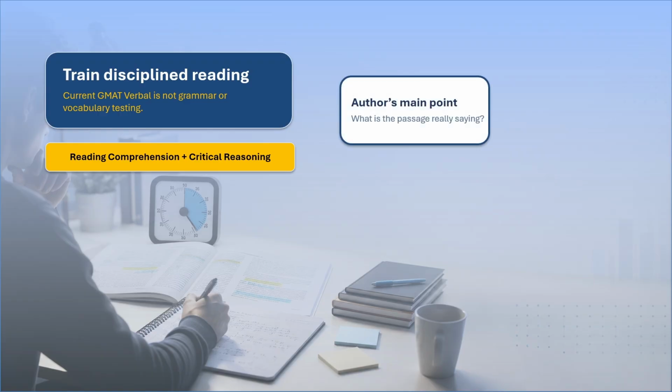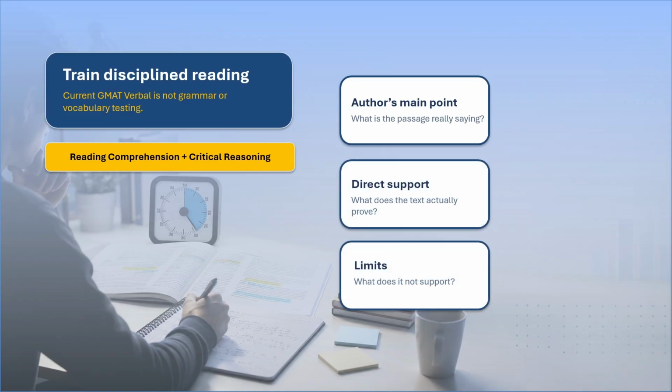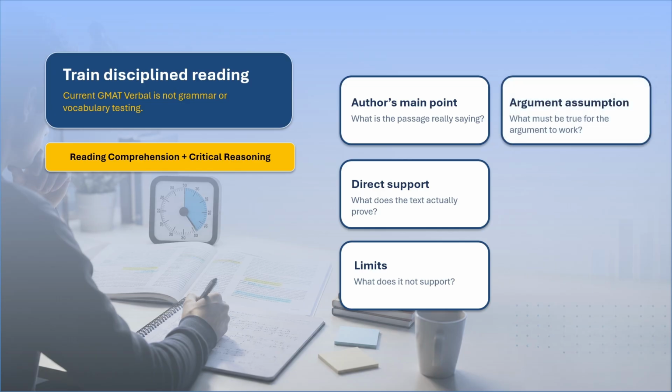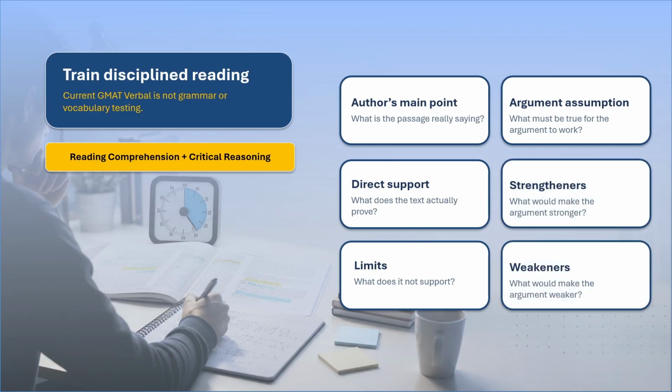What is the author's main point? What is the passage directly telling us? What does it support? What is it not really supporting? Maybe we are just assuming something. What is the author assuming for the argument to make sense? An assumption which will just break the conclusion, not what you feel has been assumed. What would make the argument stronger, weaker, not more pleasing to you? So it's about that particular passage, the author, the premise, the conclusion. What is really being said?